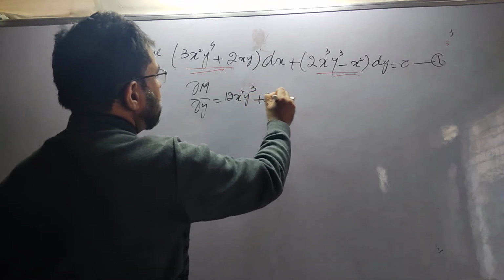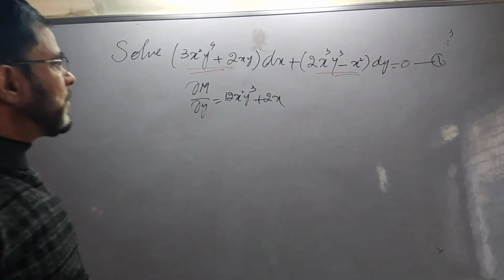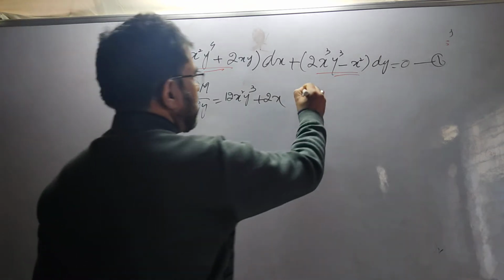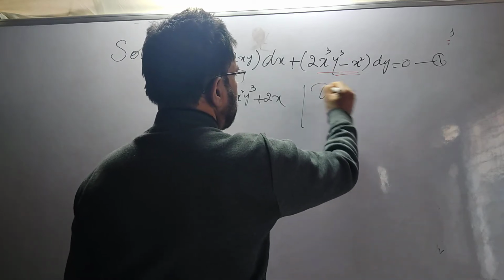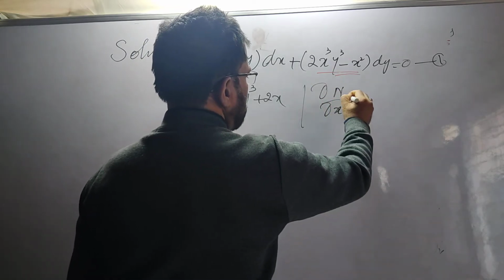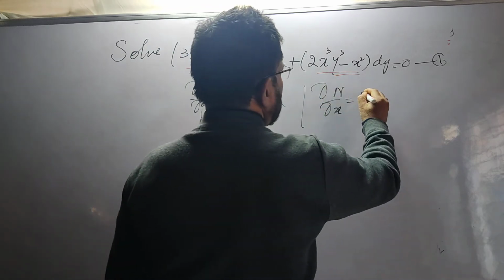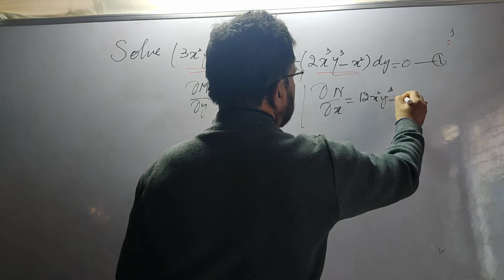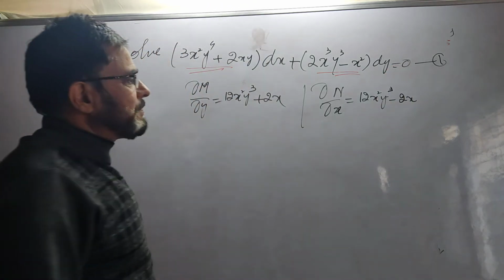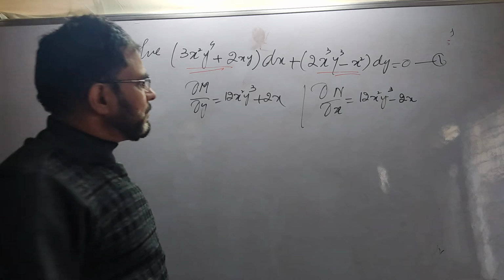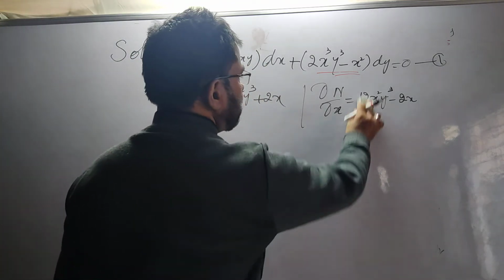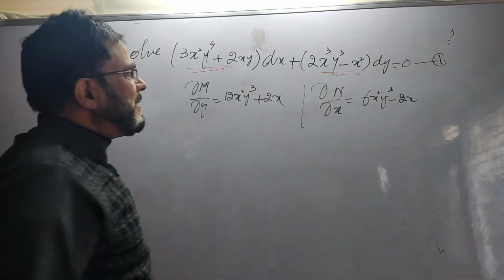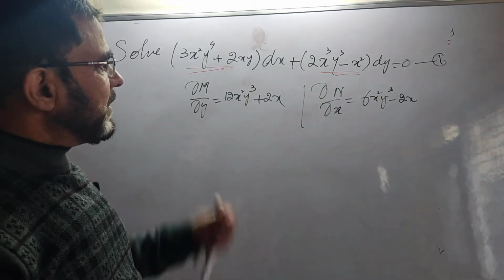It is 12x²y³ plus 2x. Differentiate this with respect to y. It is 12x²y³ plus 2x. Differentiate this. It is your N. Partial of N with respect to x, as you do, will be 12x²y³ minus 2x with respect to x. Sorry, it is 3 twos are 6x²y³ minus 2x.